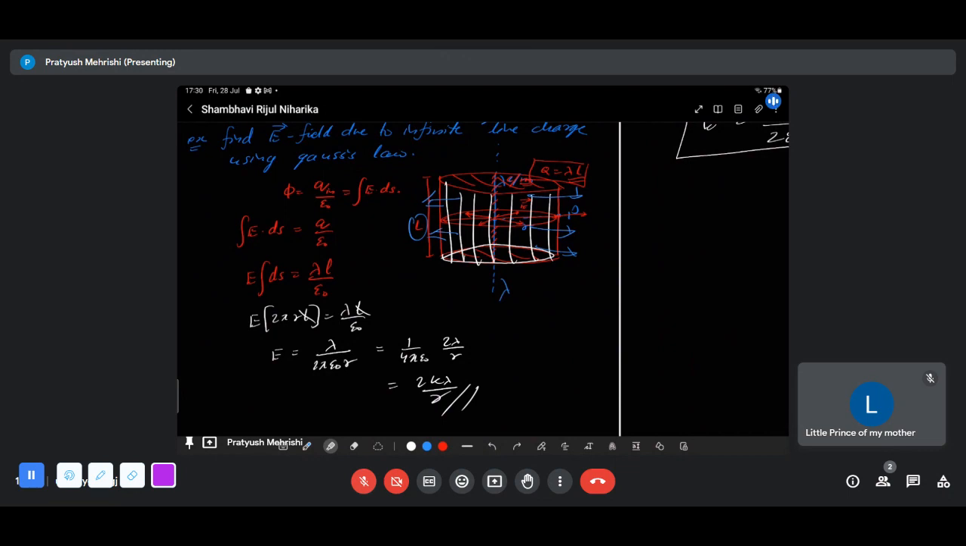So lambda L upon epsilon naught, and L and L cancel out. Ultimately, we are getting 1 upon 4 pi epsilon naught into 2 pi by R, or 2k lambda by R. This is our answer. Okay, take down this question now, fast.